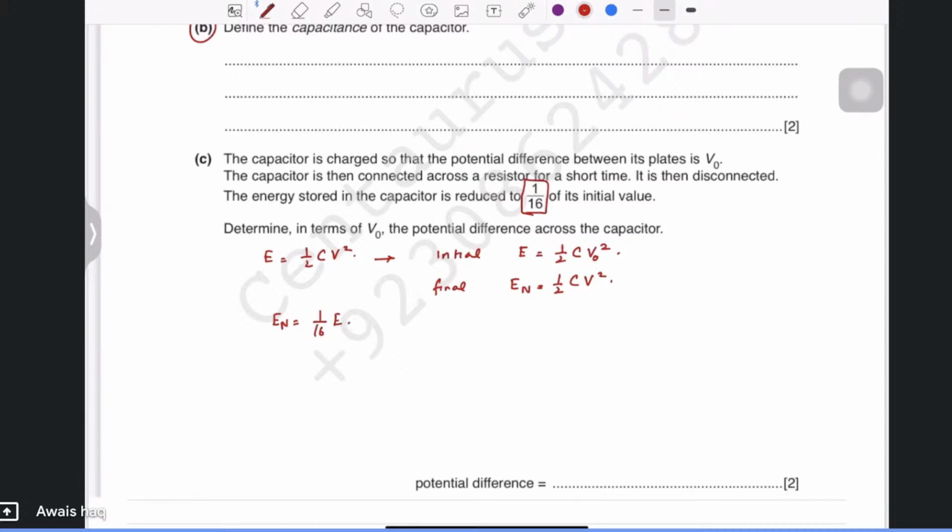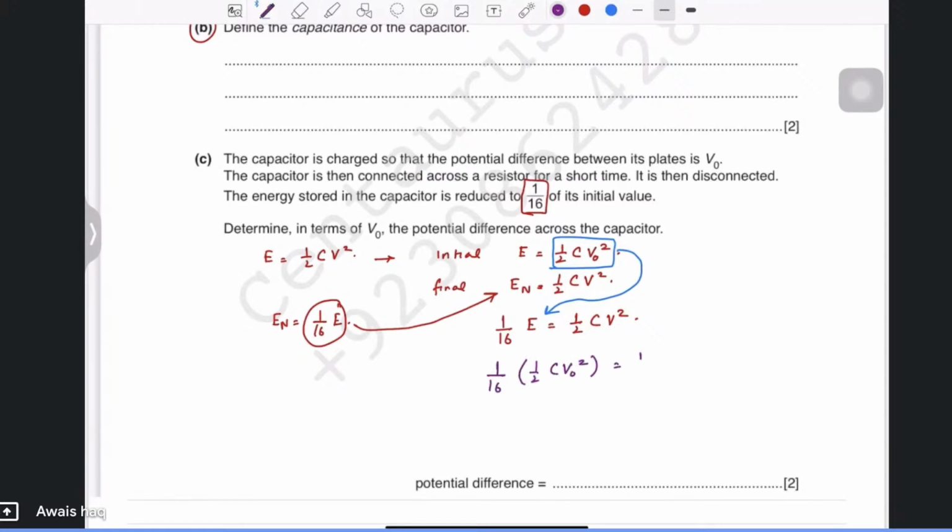So if I replace this value right here, this is going to be 1/16th E equals half CV square. You get it? Can I replace this part here? If I do that, then what do you get? 1/16 times half CV naught square equals half CV square. That's a different method I'm using now.